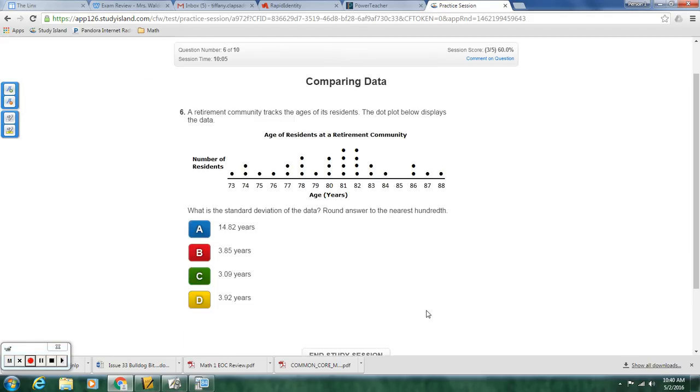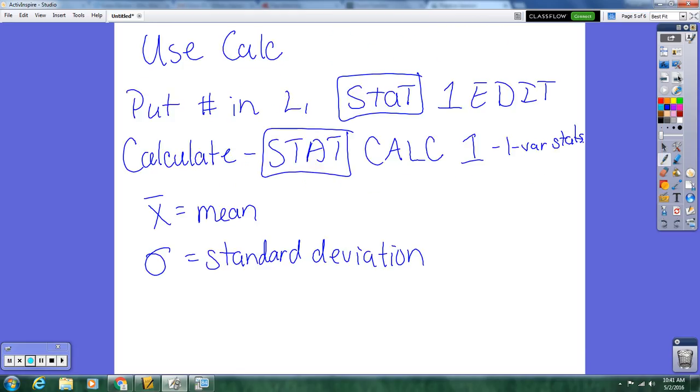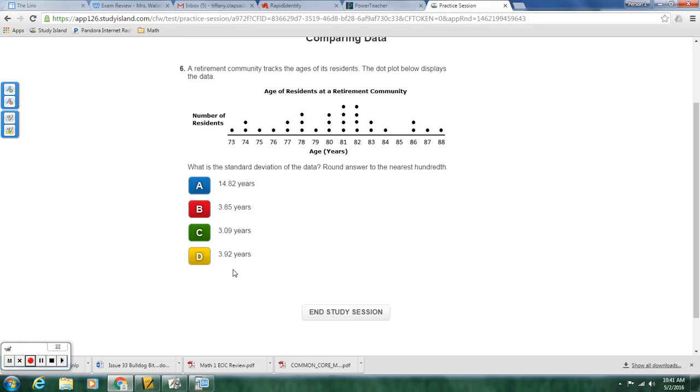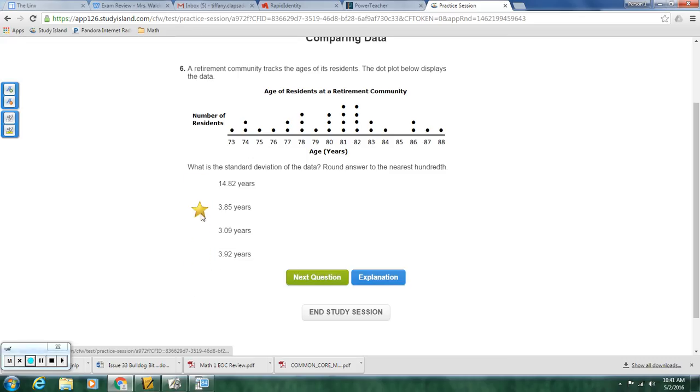That's an easy one. Standard deviation. How would we do that? We would put in 73 one time, 74 two times, 75, 76, 77 twice, 78 three, and so forth. Do your one variable statistics and find the standard deviation, that symbol right there. A very easy problem. You're talking in numbers, but it's not a hard problem. Take a guess. A, B, C, or D? C? No. B? No. B. Yay!